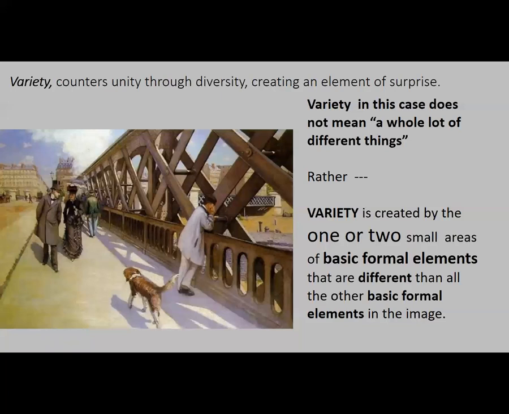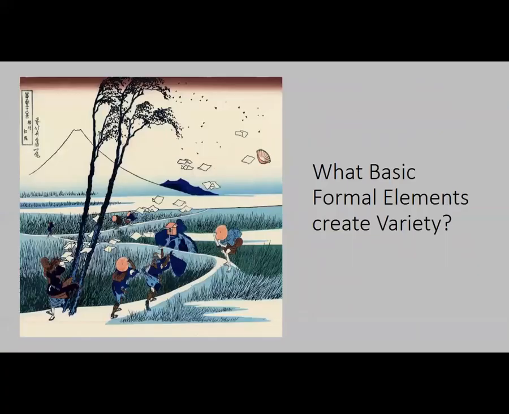there's people, there's a bridge, there's buildings, there's this, there's that. That's not variety. That's not the kind of variety we're talking about. We're talking about the one or two basic formal elements that are different than all the rest. So what creates variety in this image?